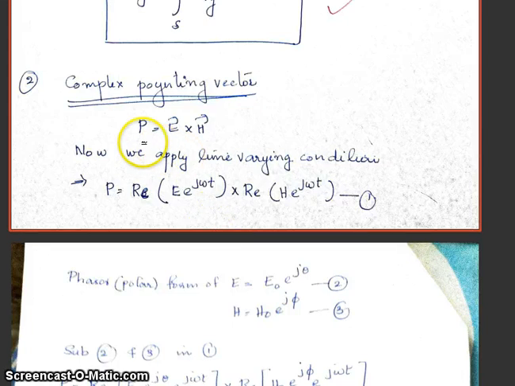Complex Poynting vector. Now we will start with P is equal to E cross H. Now what we are going to do is apply the time varying condition to the above equation, and we need only the real part of the time varying condition. So I am going to write P is equal to real part of E into a time variable, e raised to j omega t, into real part of H into e raised to j omega t. So here e raised to j omega t is a time varying factor, and Re represents the real part.